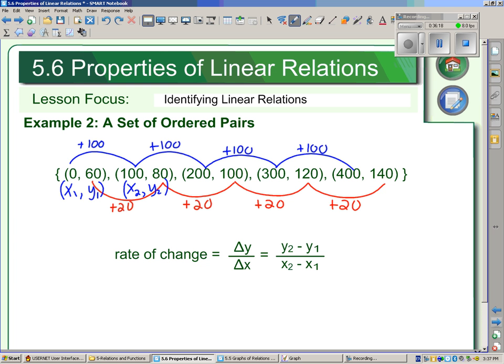So this would be x2, y2. So I want to calculate my rate of change. I'm taking the 80, subtract 60, over 100, subtract 0, 20 over 100, which actually works out to be 0.2. I want to simplify that. So I can actually calculate the rate of change with my ordered pairs or with the table of values that I had.